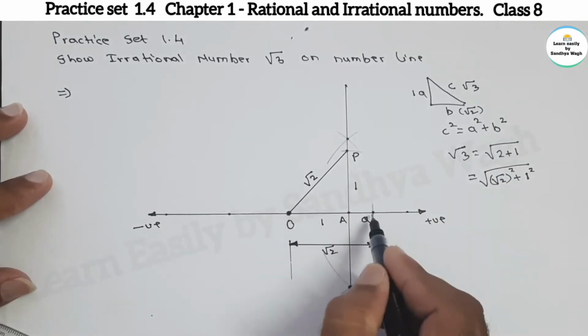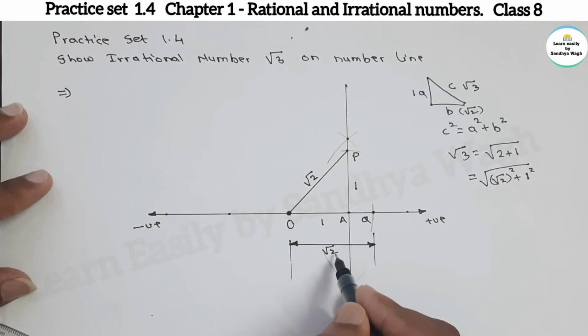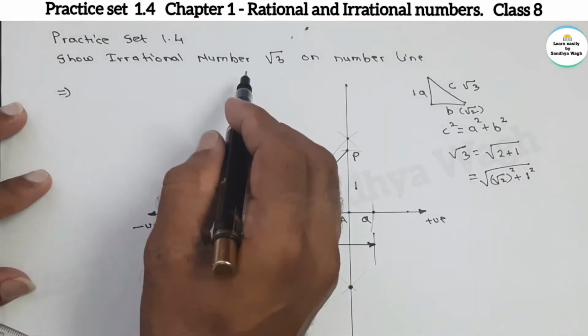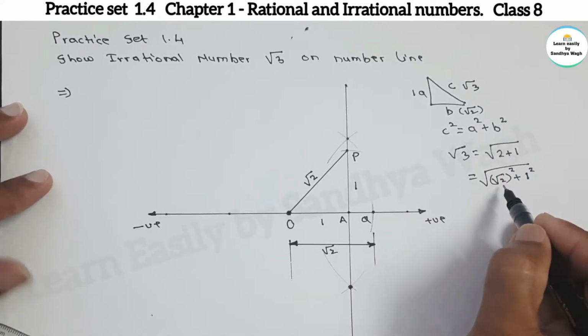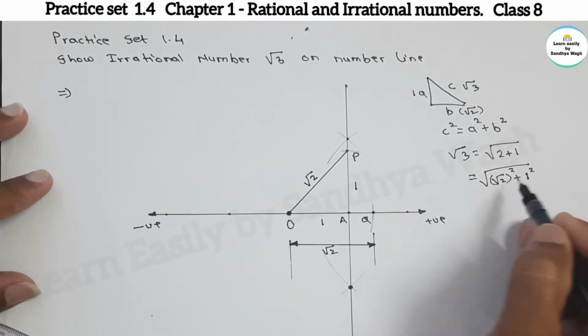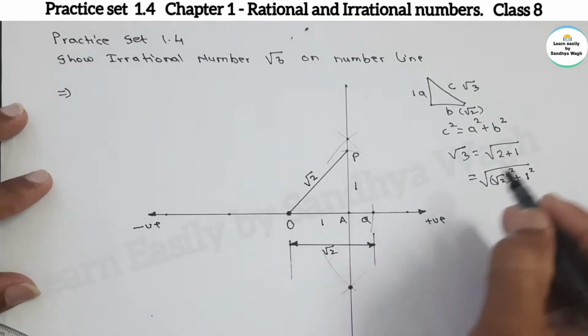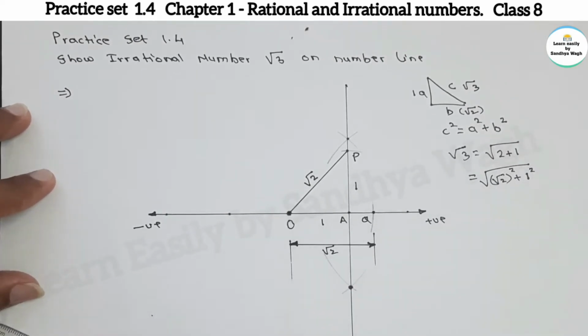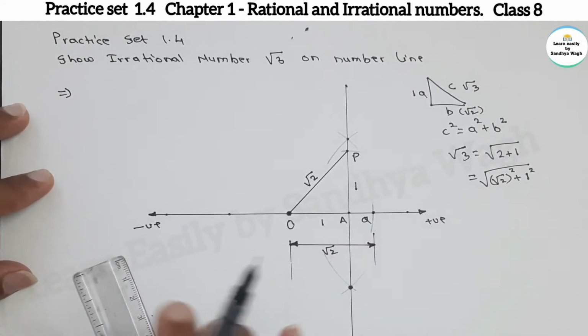We have marked this OQ, and this Q point, this distance OQ is root 2. Now see how to mark root 3. We know we have to make a right angle triangle whose one side is root 2 and another side is 1. So make a perpendicular line from this point Q.